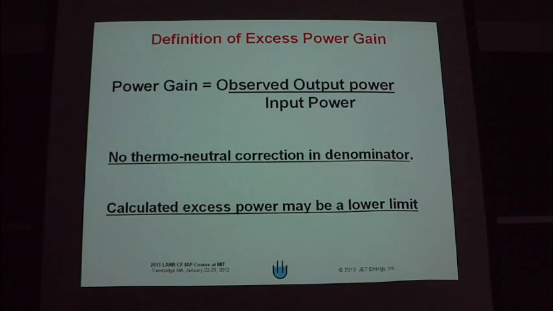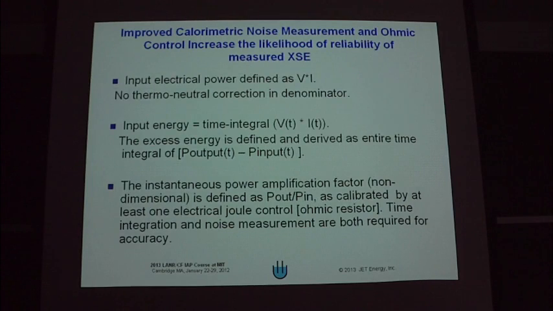And the fact is, the corollary of what you say, Peter, is that for those that do drive it at low voltage, like 4 or 5 volts, it's a big fudge factor in the denominator. So we don't use it. We define the input electrical power as V times I, no thermoneutral potential correction, and we use the time integral. So we can then measure the excess energy, Joe, as the time integral of the output power minus the input power. This is classical electrical engineering.